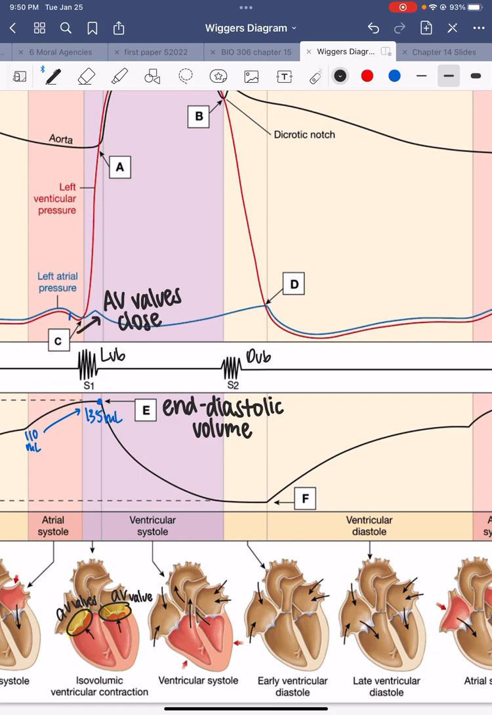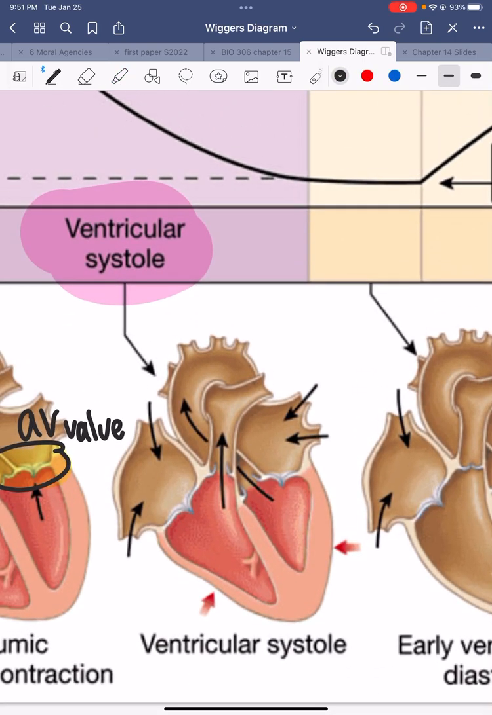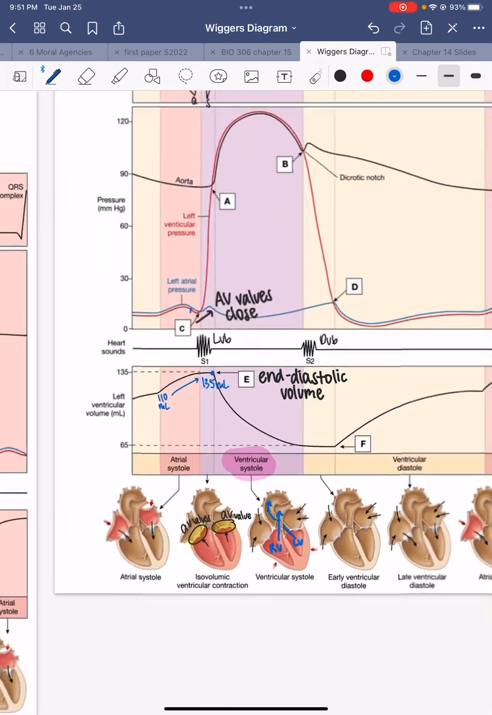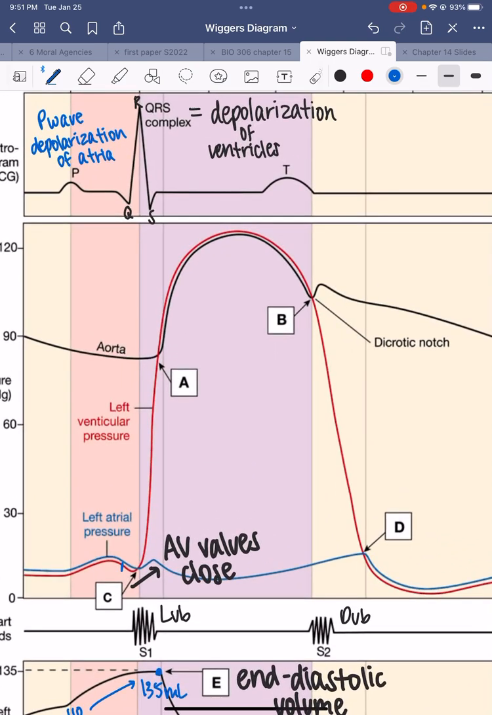This is when the ventricles are pushing blood into the pulmonary artery and aorta. The right ventricle ejects blood into the pulmonary trunk through the pulmonary semilunar valve right here, and the left ventricle ejects blood into the aorta through the aortic semilunar valve right here. Blood flows from areas of high pressure to areas of lower pressure. Now moving on to the graph showing the pressures of the aorta, the left ventricle, and the left atria.